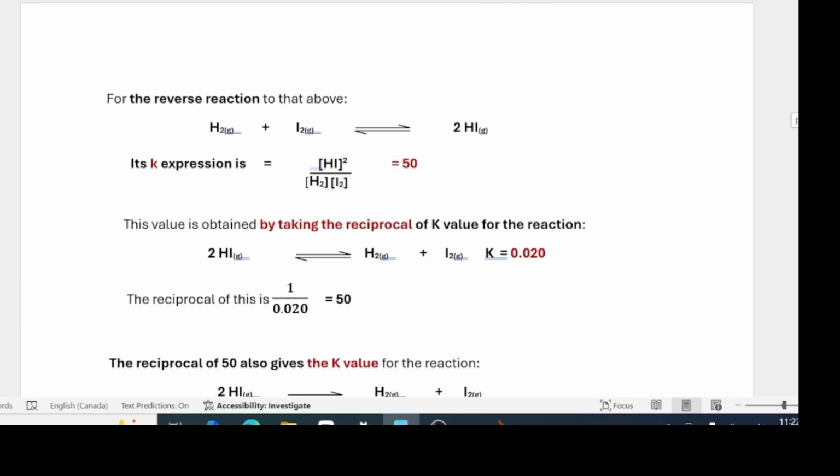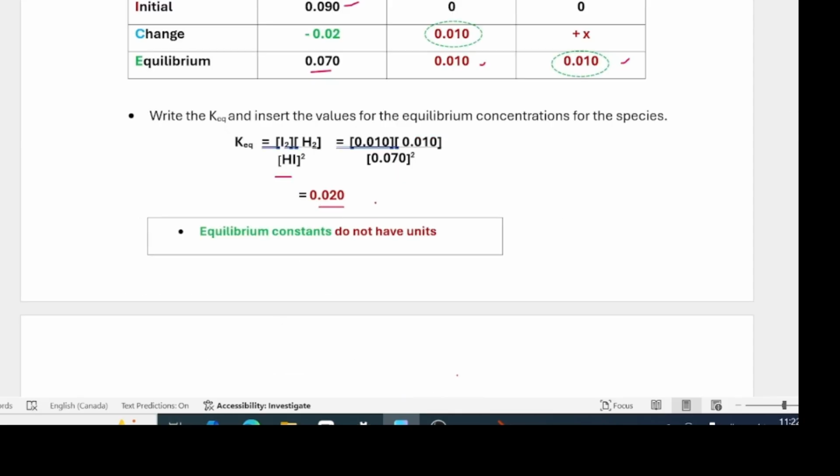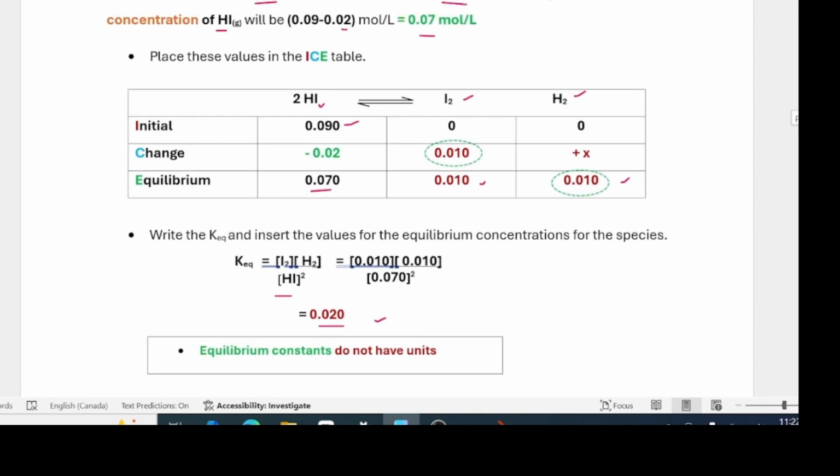Now I'm going to point out something to you here. This is the equilibrium constant for the decomposition of hydrogen iodide into iodine and hydrogen.